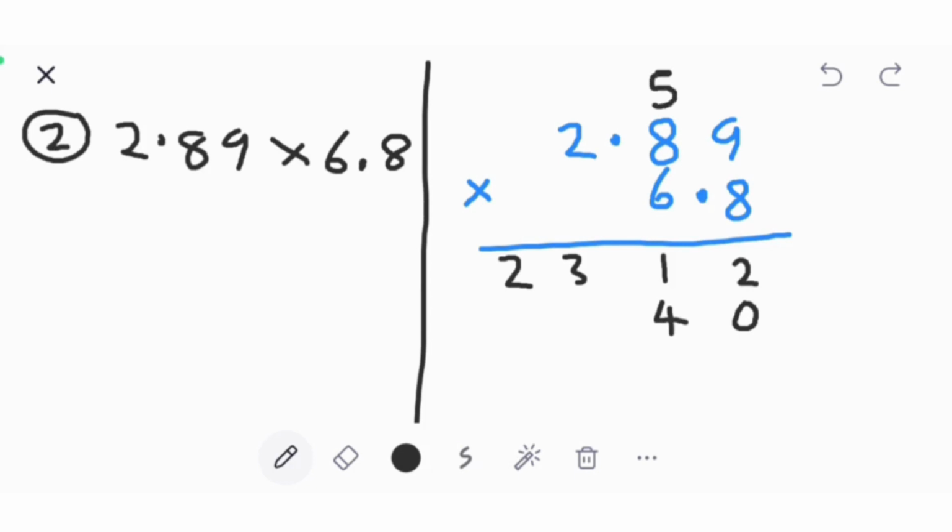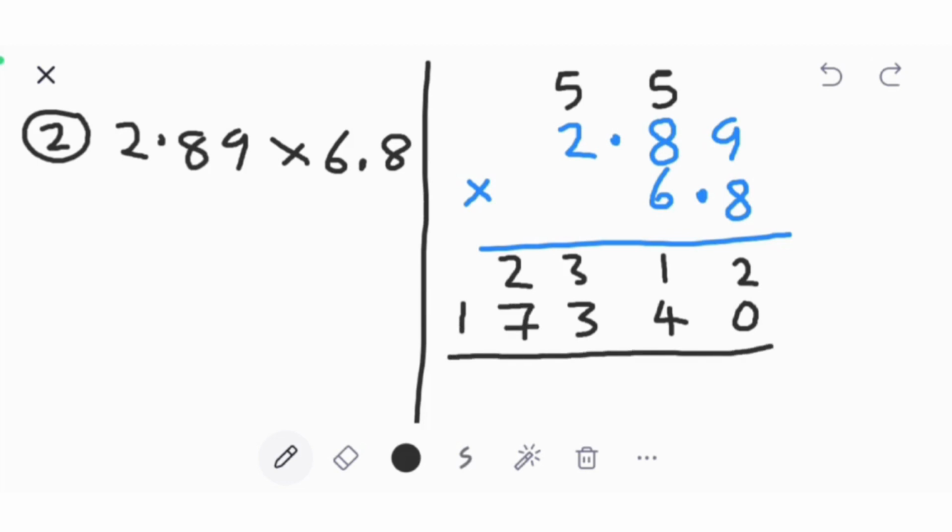Then you do 6 times 8, which is 48. Plus the 5 on top, you have 53. Write down 3. Then you put 5 on top of 2. Then you do 6 times 2. What is 6 times 2? That is 12. 12 plus the 5 on top, you have 17. Write down the full 17.